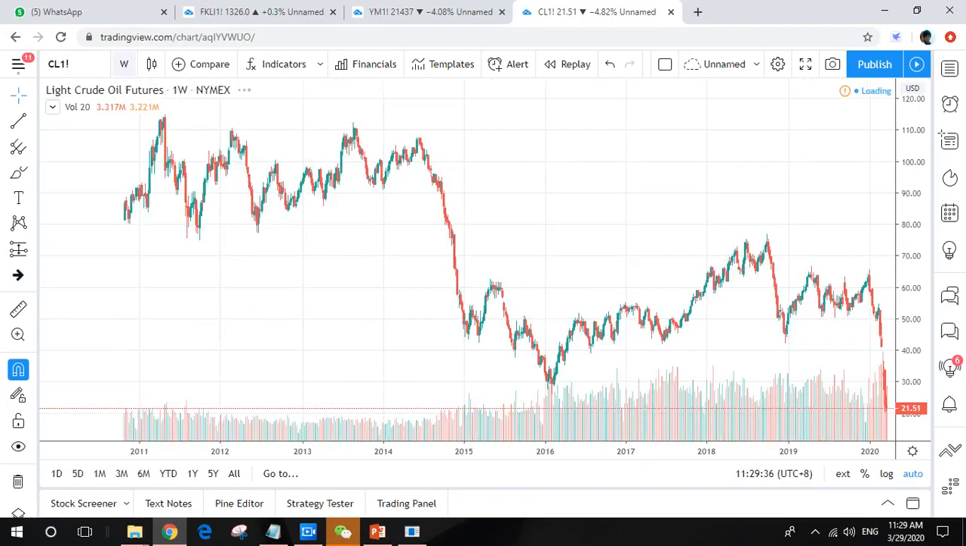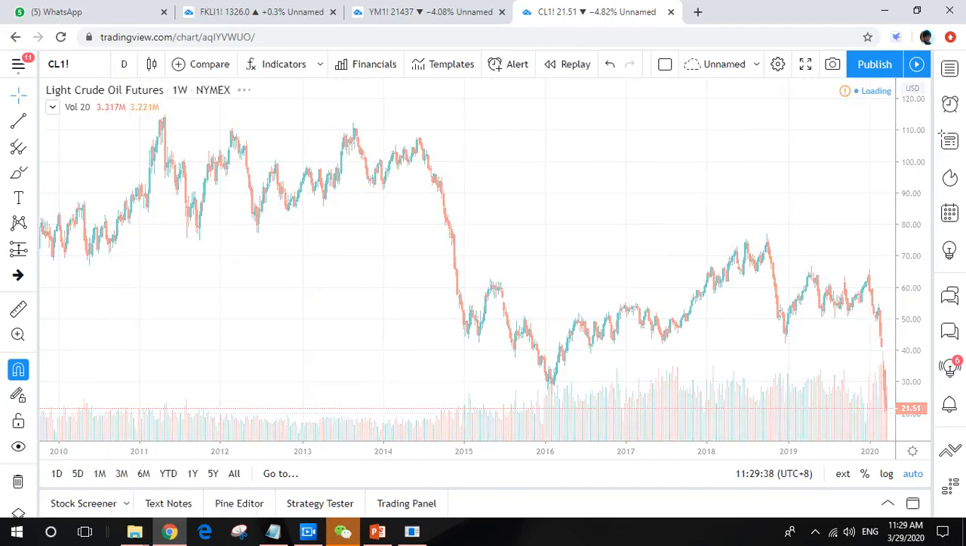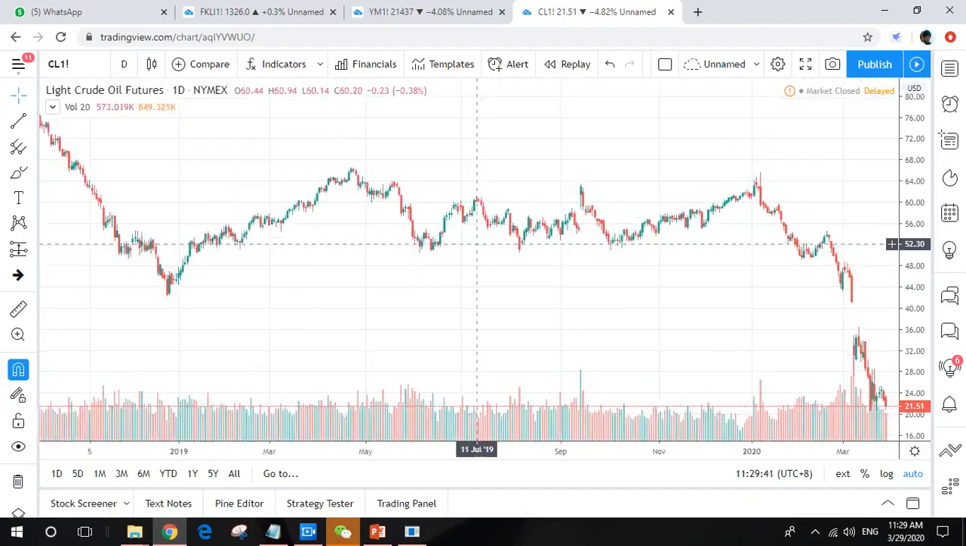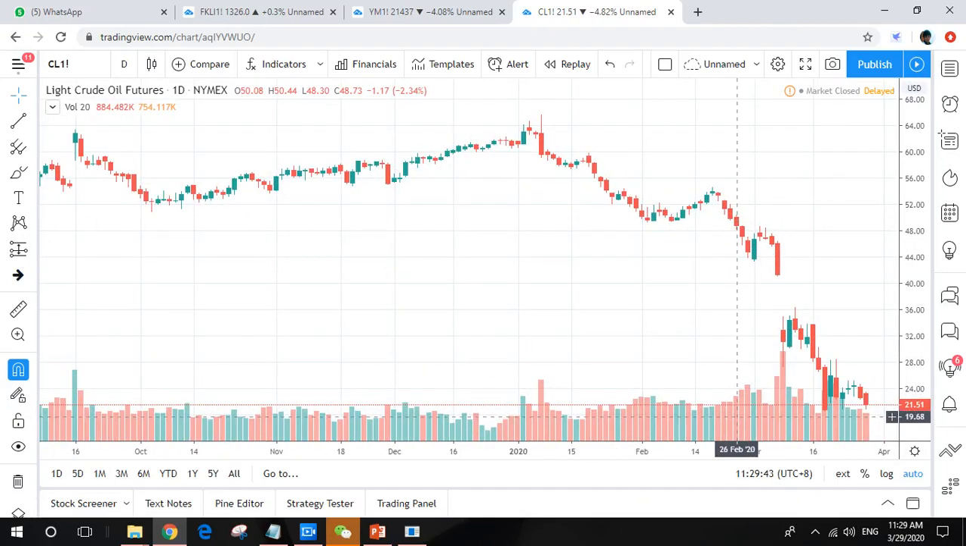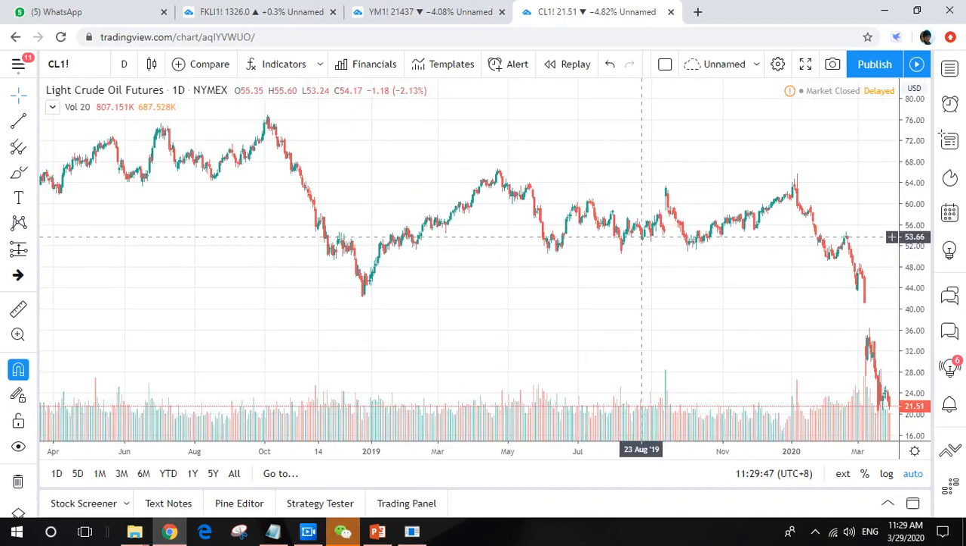It's still bearish. And then the daily chart also shows the same. A close below 20 will trigger another downside. So there is no rebound signal in oil yet.